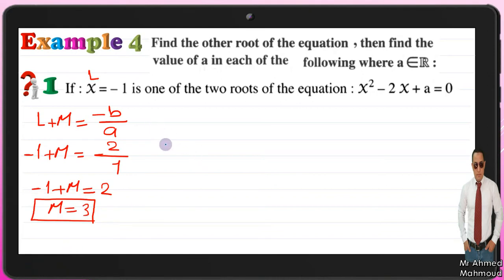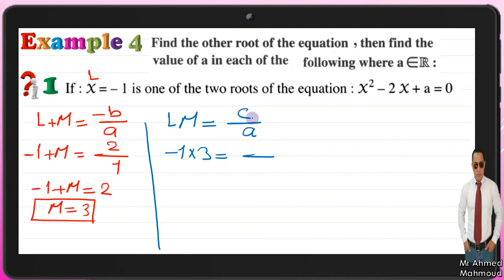Okay, now the second required. Find A. A depends on the product, because here this is the absolute term, or C in the equation. L times M equals C over A. So negative 1 times 3 equals, in place of C I will write A, don't be confused, and in place of A I will write 1. So negative 3 equals A over 1 equals A. So A equals negative 3.